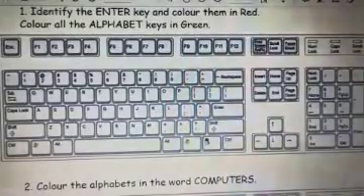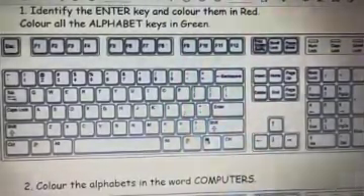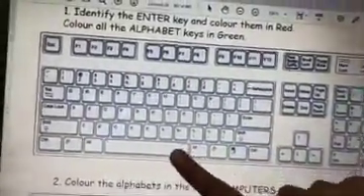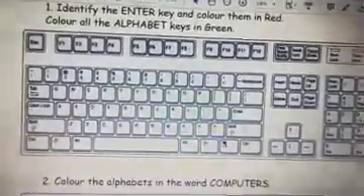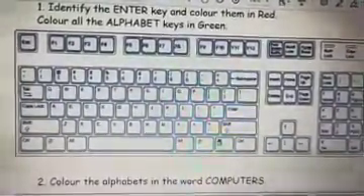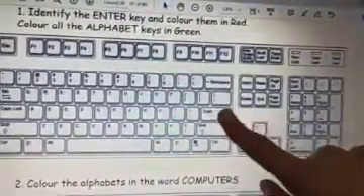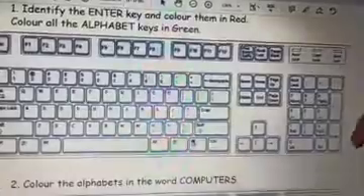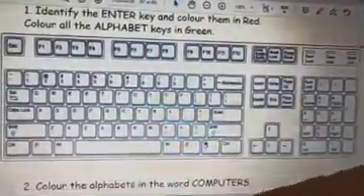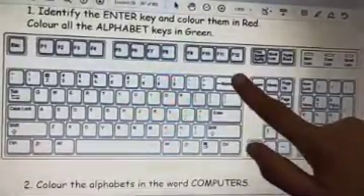Next, what we have learned: what is the use of the spacebar key? You can see this is the spacebar key. Whenever we have to put space between two letters, we use the spacebar key. Next is the enter key. When we have to go to the next line, we use the enter key. Whenever we have to rub what is wrong, we use the backspace key, right?